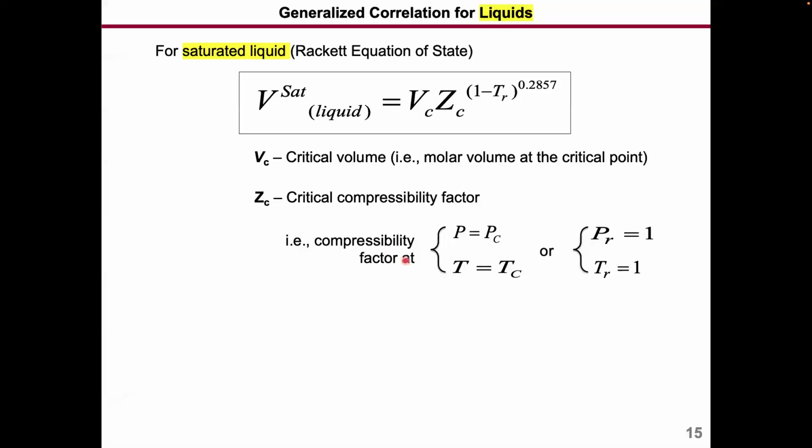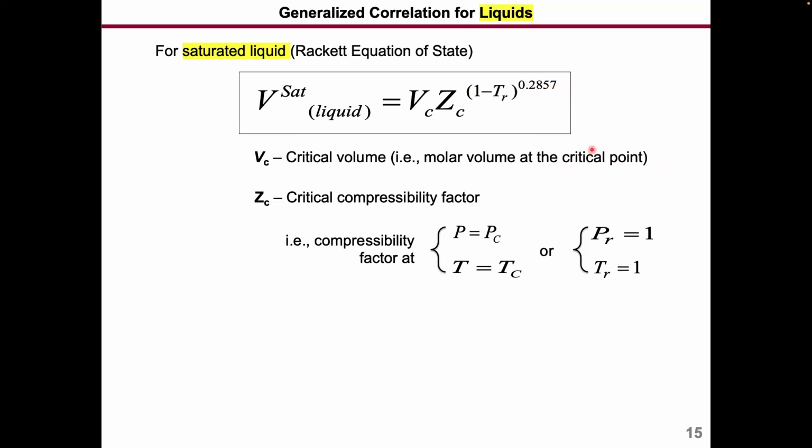Now, what about liquids? We also have an equation of state for liquids. For saturated liquid, for example, we can use the Rackett equation of state. The mathematical expression is that V saturated liquid is just equal to VC, the critical volume, basically the molar volume at the critical point, times ZC to the power of 1 minus TR to the 0.2857. If you don't know the critical point so far, we will talk about that in the next lecture.